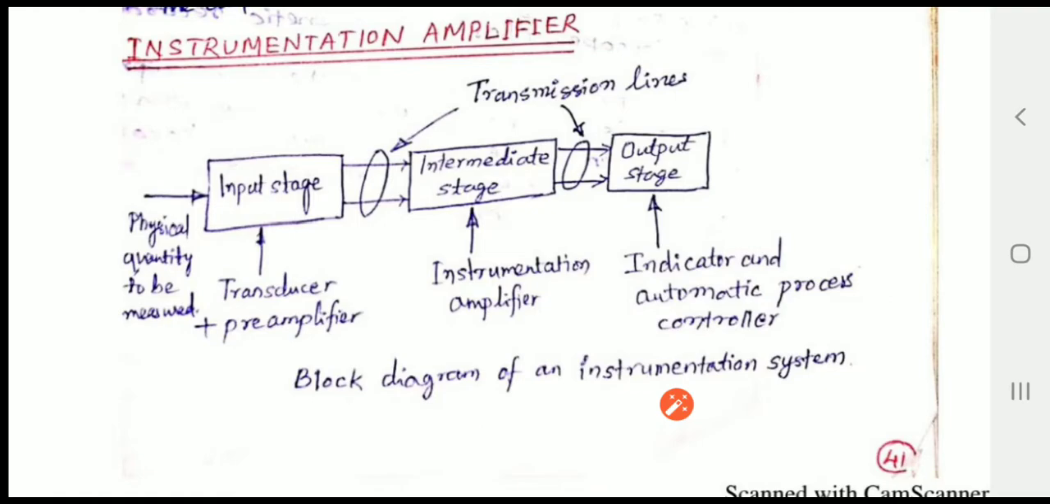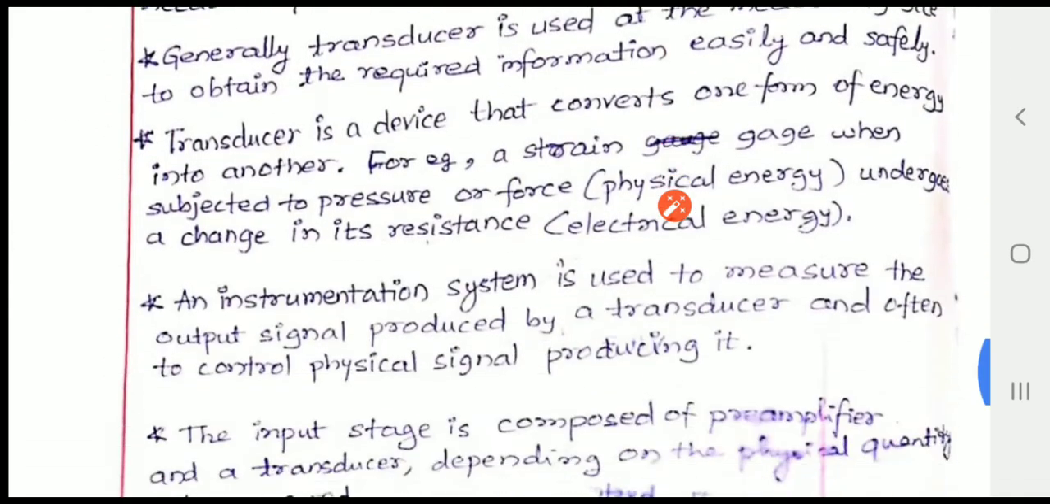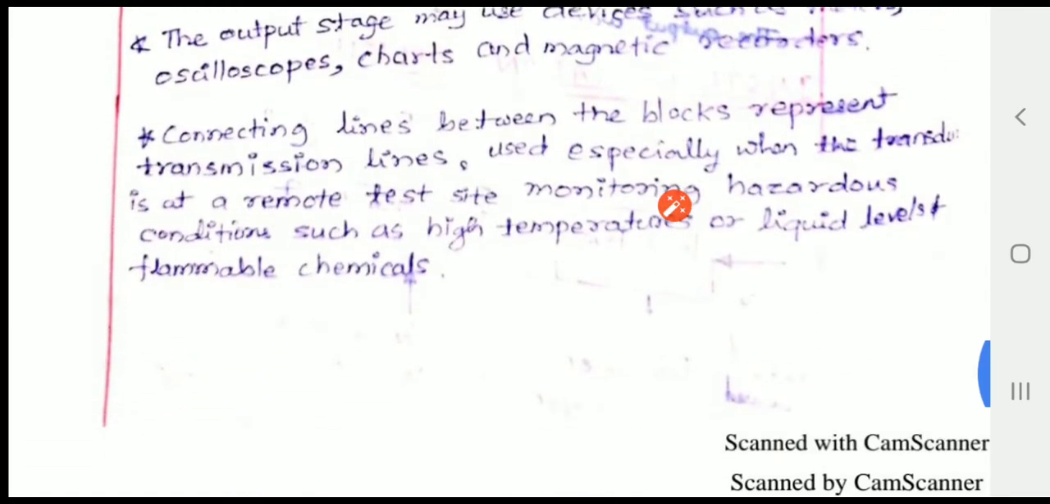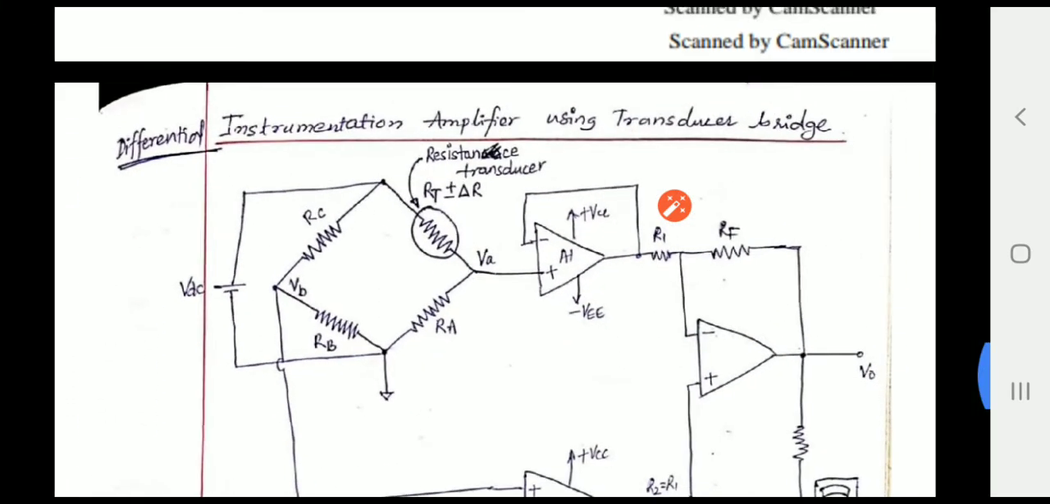Now we will take an equivalent circuit for this and discuss the input stage, intermediate stage and output stage in terms of the internal circuit diagram. This is the explanation of the above basic block diagram. Just go through it, you will understand. Very simple one.